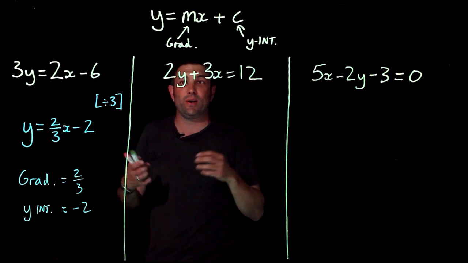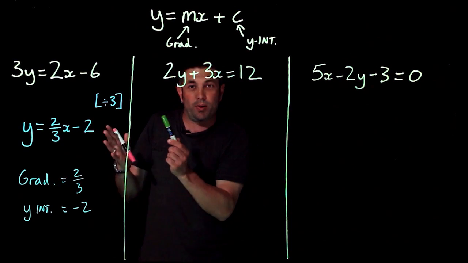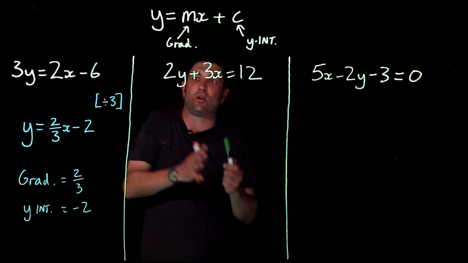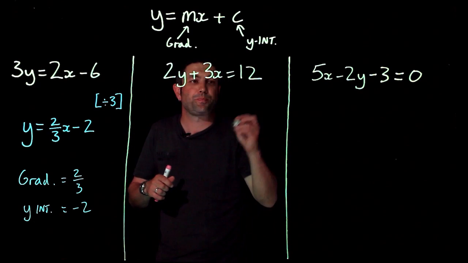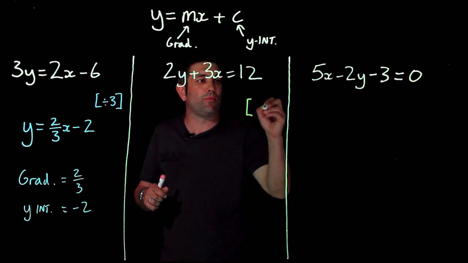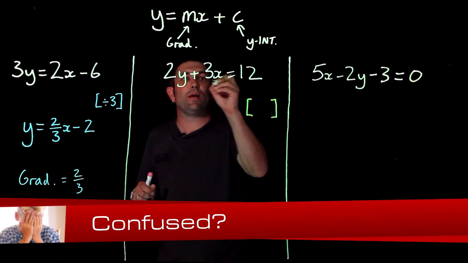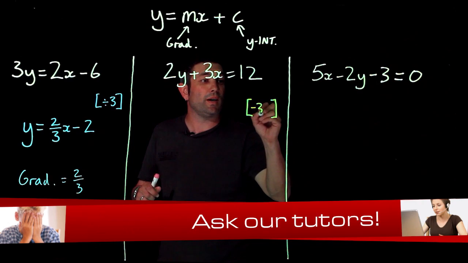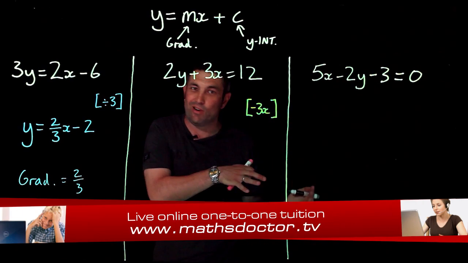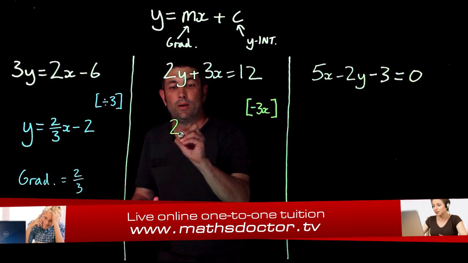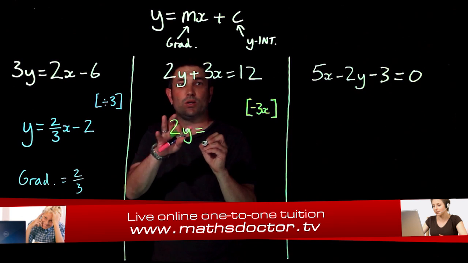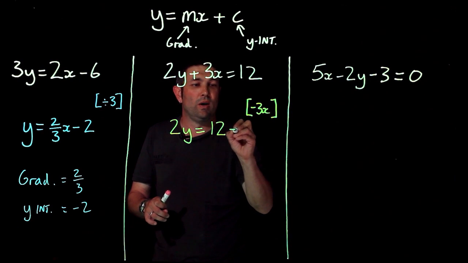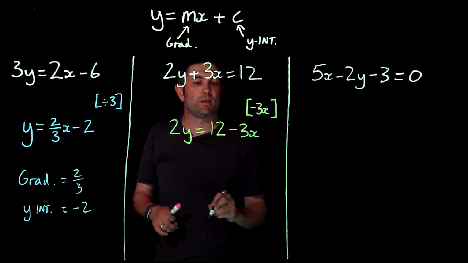Now, the second one is a little bit trickier because I've got the x bit on the same side as the y bit, and I don't want that. I want the y bit on its own, and everything else on the other side. I only want one y. So how am I going to get rid of that 3x? Well, I get rid of that plus 3x by taking it away. I don't want it, so I get rid of it by taking it away. And so I'm left with my two y's on their own, and I've got 12 take away 3x.